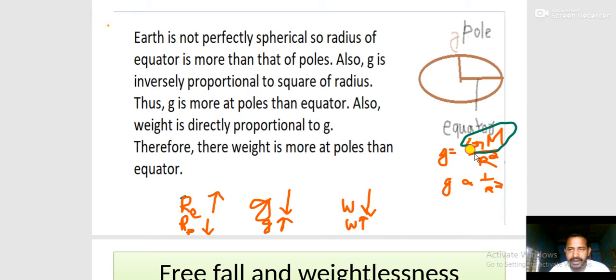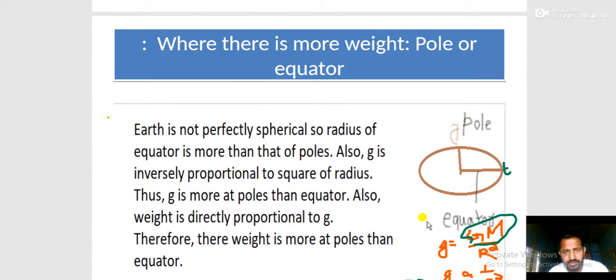So g is inversely proportional to r square. And earth is not perfectly spherical. This is equator, and this is pole, and the radius of equator is more. If radius is more, acceleration due to gravity will be less. Also W equals mg, or W is directly proportional to g. We learned all these formulas in previous classes. With the help of these two relations, we are going to write the short question of where there is more g, pole or equator.